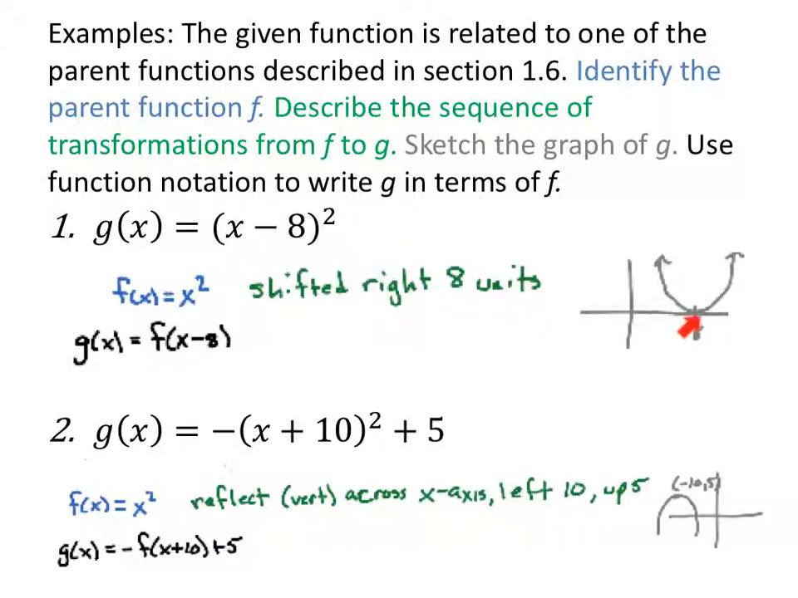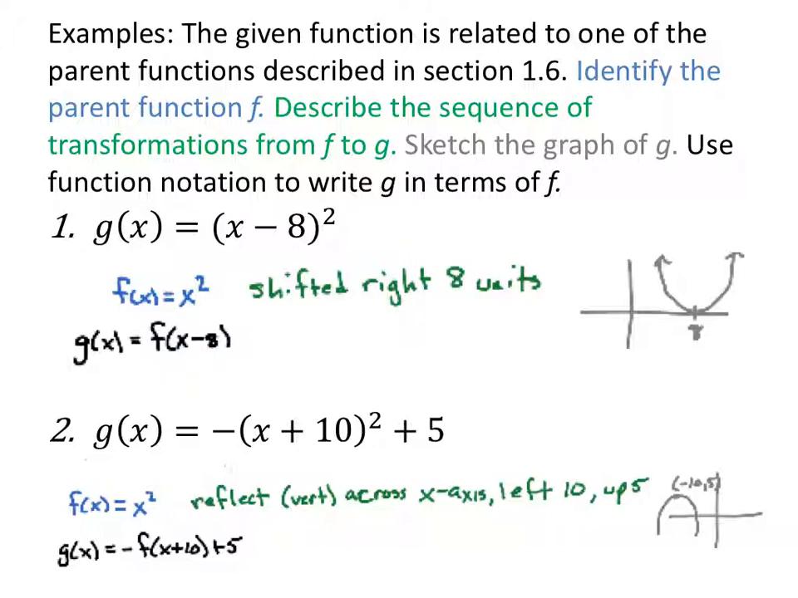So the graph would just be a parabola with a vertex at 8, an x-intercept of 8. In general, if f of x equals x squared, we would write this function, g of x equals x minus 8 all squared, as g of x equals f of x minus 8. So the squared is the parent function, and so that's where the f comes in. F of what? F of x minus 8.